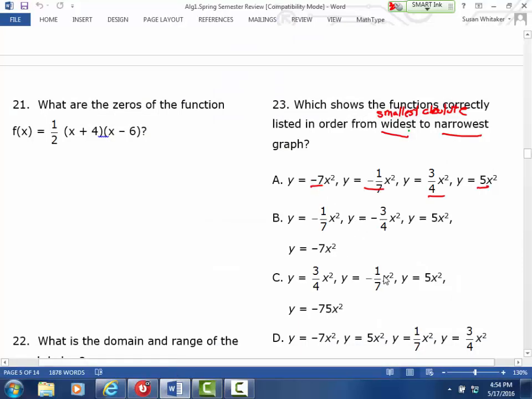Okay. So I would want the 1/7 to be first because it's going to be the widest. That didn't happen here, didn't happen here, and didn't happen here. So it seems like I found my answer. The next number was 3/4, then 5, then 7. I know that these are less than 1, so they're definitely less than 5, and 5 is less than 7. So I agree B is the answer.